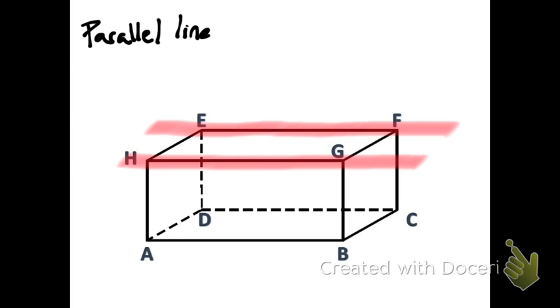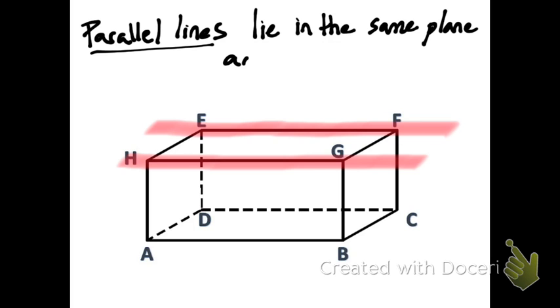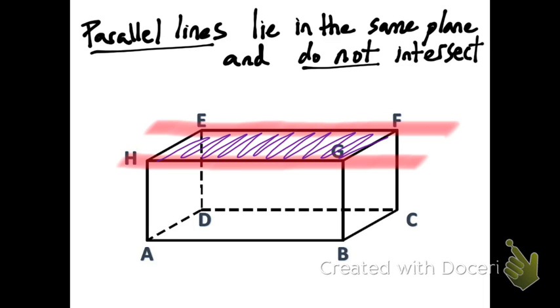So what is the real definition of parallel lines? The geometric definition: parallel lines lie in the same plane and do not intersect. Now, most of us already know that parallel lines do not intersect, but many of us may have not known that parallel lines lie in the same plane, and they must lie in the same plane. The example here, you see both of these lines, line EF and line HG, both lie on the plane that is on the top of this rectangular prism.